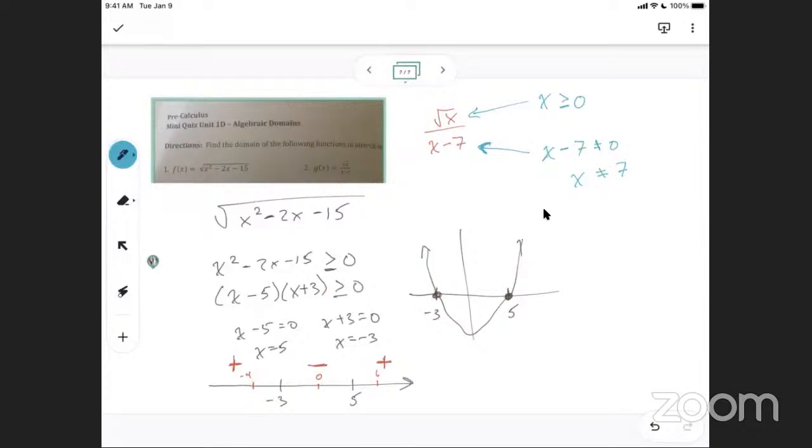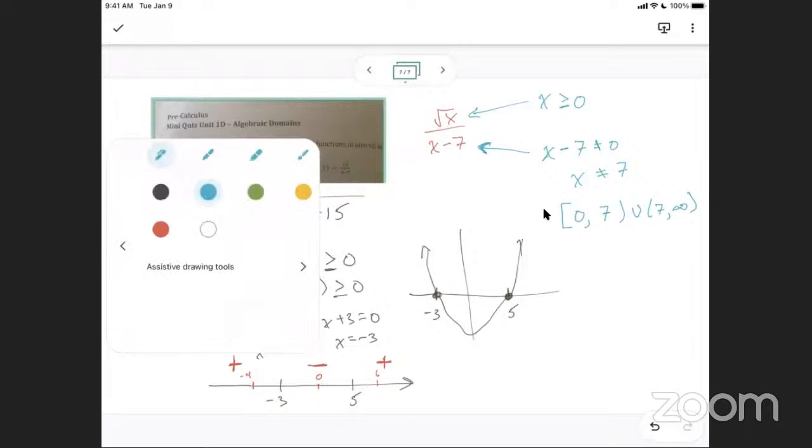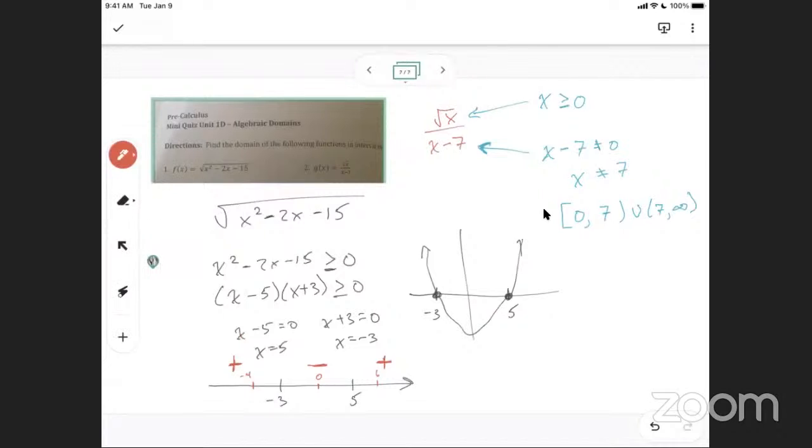So how do I write that in interval notation? I write 0 to 7, union 7 to infinity. Does that make sense? This first one, we didn't actually write it out. How do I write this first one in interval notation?